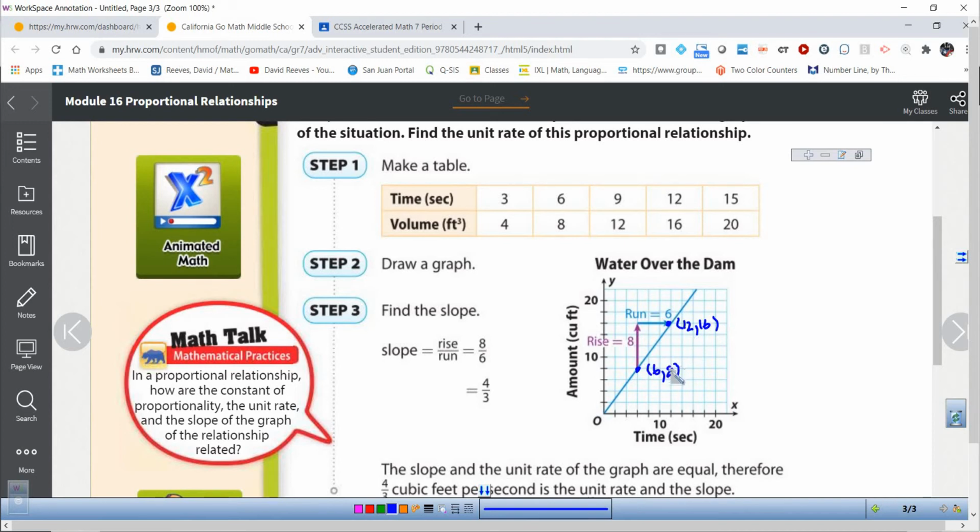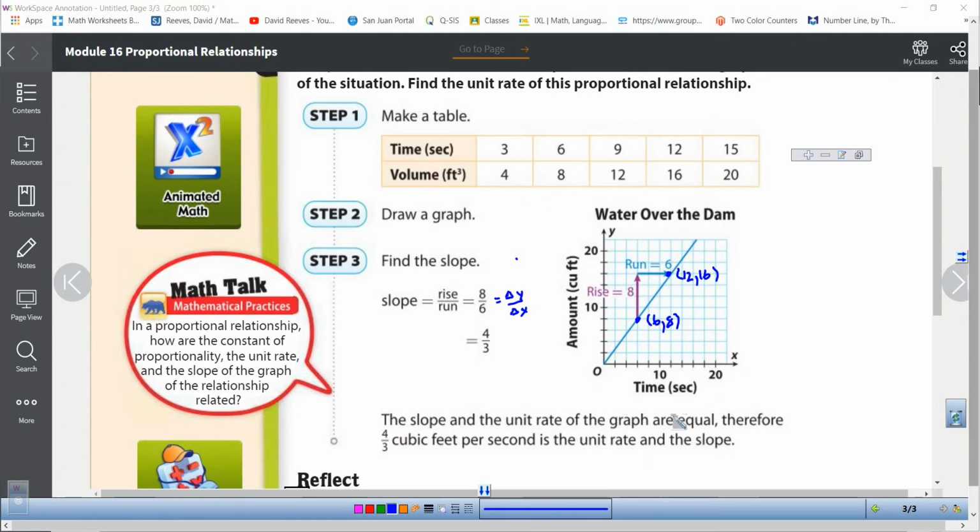All right. And then if you go from 8 to 16, there's our rise of 8. And if you go from 6 to 12, there's our run of 6. So our slope, rise over run, change in y over change in x, is equal to 8 over 6, which simplifies to 4/3. So what does that mean? That means exactly what it says right down here, that the slope and the unit rate of the graph are equal. Therefore, 4/3 cubic feet per second is the unit rate and the slope.